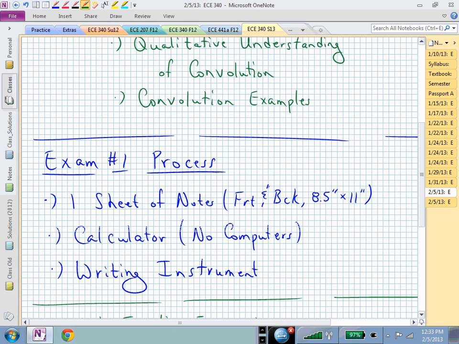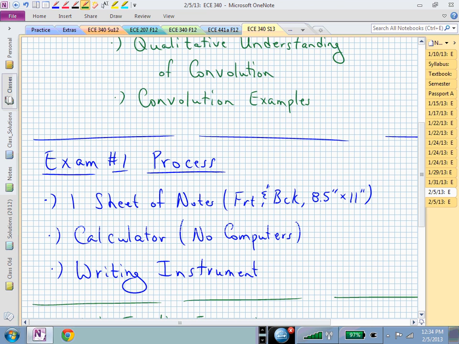The process for exam 1, it's closed notes and closed book, with the exception that you do get 1 sheet of note paper, 8.5 inches by 11 inches, front and back, and we will just add to this as the semester progresses. With each exam, you'll get 1 more sheet. By the time the final exam rolls around, you'll have 4 sheets of notes if you're trying to plan how you're going to create your note sheets prior to the exam.